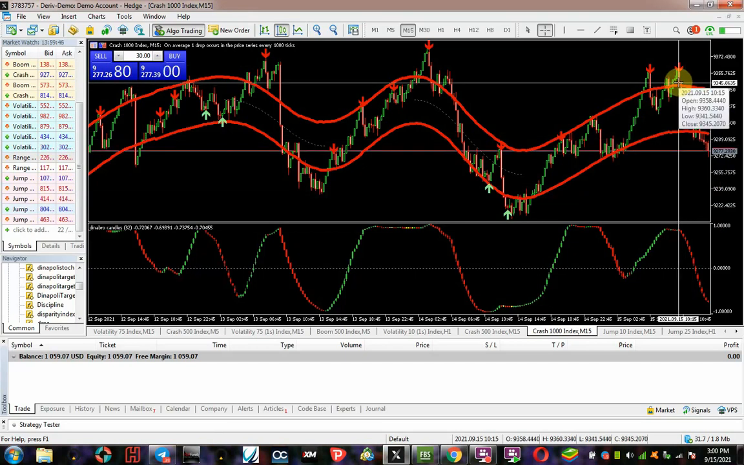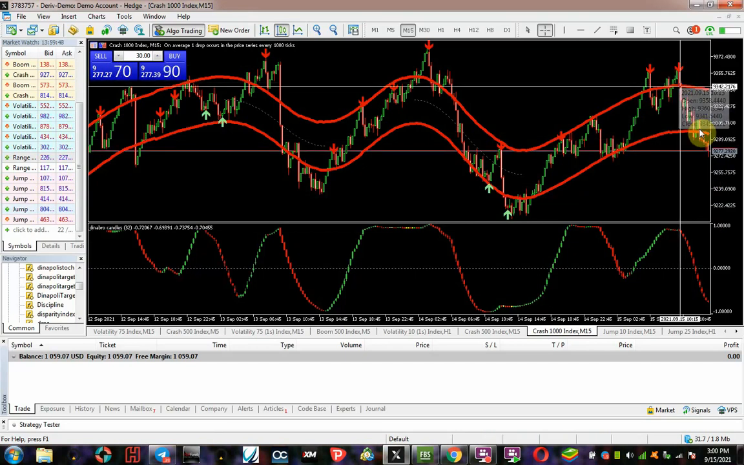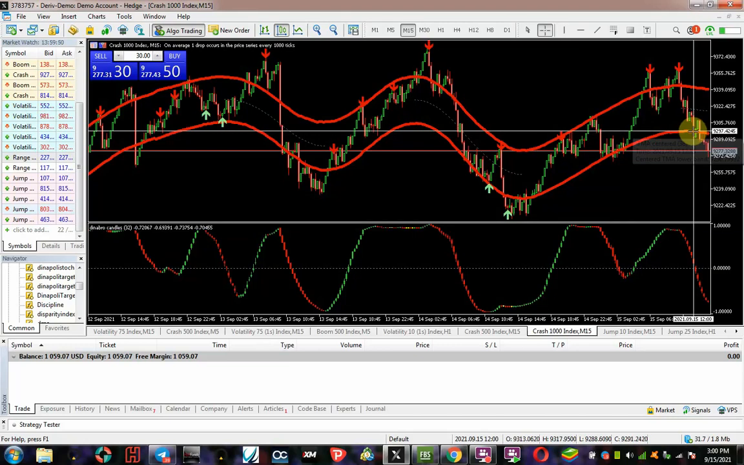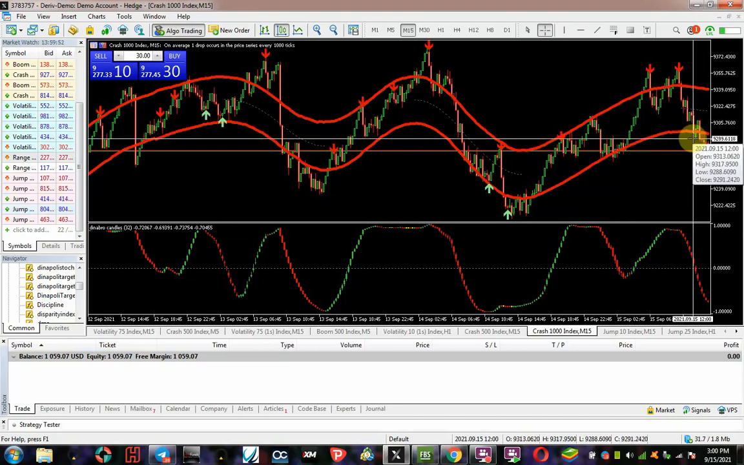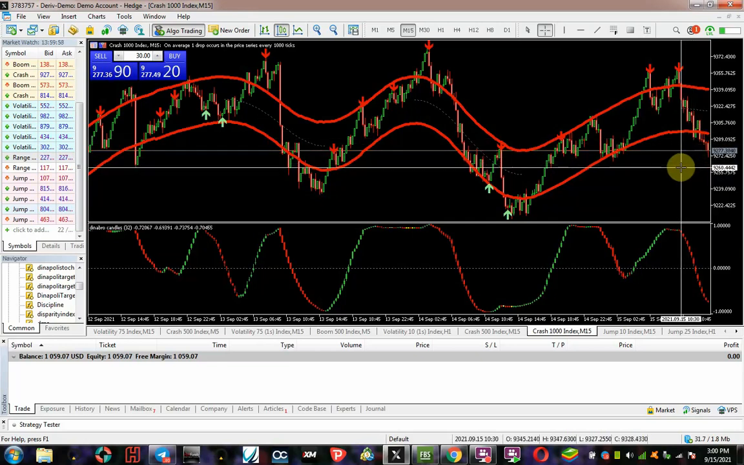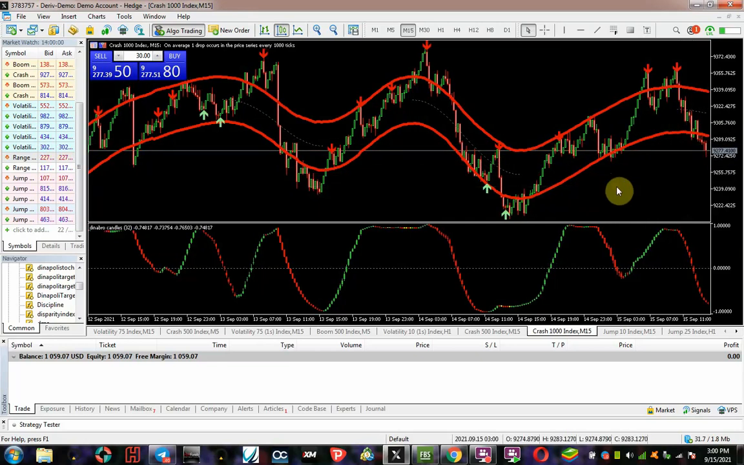Now, let's say you enter from 9346 to when the market spiked to this spot, it reached here. That's 9289. That is more than 500 pips, around 600 pips. Now, that is $12 with the lowest lot size.